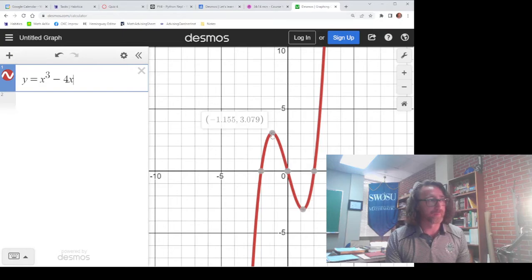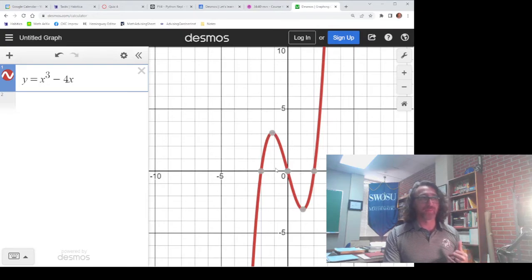You can see this point right here. Well, notice the x and the y coordinate both changed sign. Okay, instead of 1.155, we have negative 1.155. And instead of negative 3.079, we have 3.079. So both of the coordinates change. So it's like the left-hand and right-hand sides of the graph are upside-down versions of each other. Okay? So this graph has what we call origin symmetry.